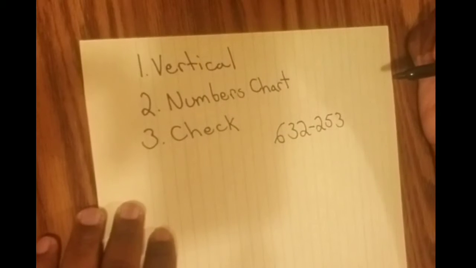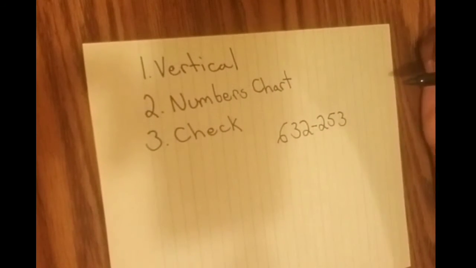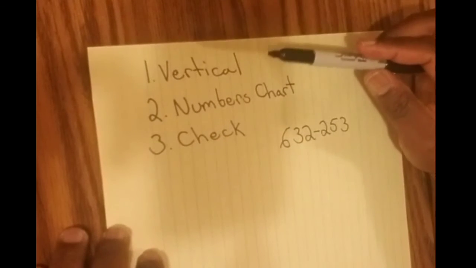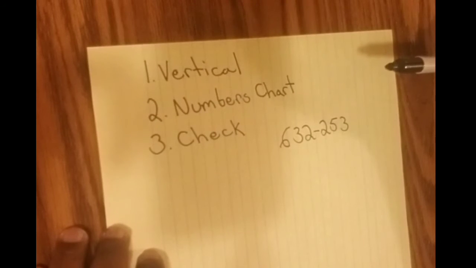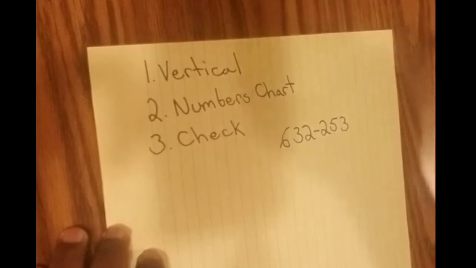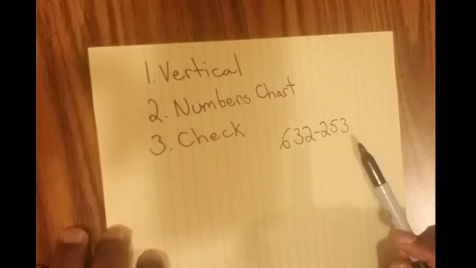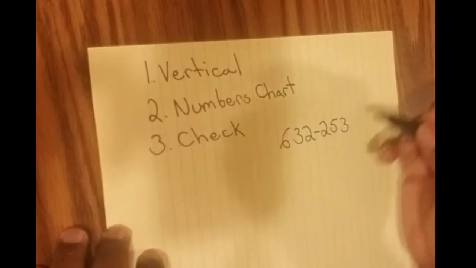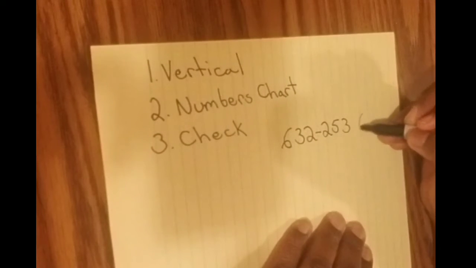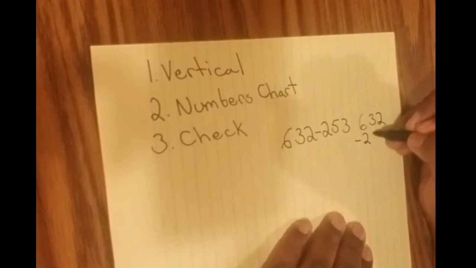We're going to continue on with our 3-digit subtraction. As before, we have our 3 steps to solve it. We have vertical, then we're going to create a numbers chart, and then we're going to check our work. So our problem today is 632 minus 253. The first step, we will need to write the problem vertically. So I can simply write it right here. 632 minus 253.